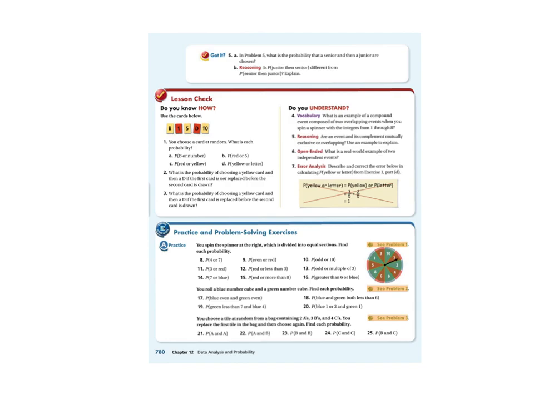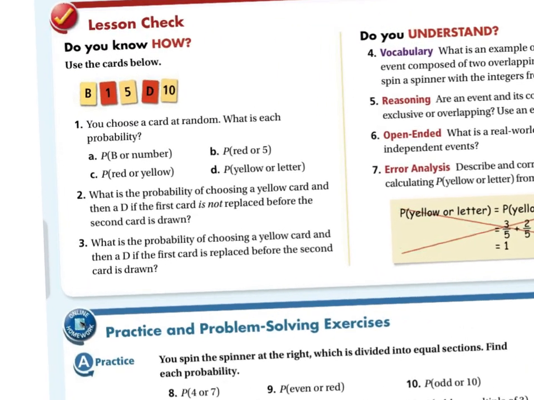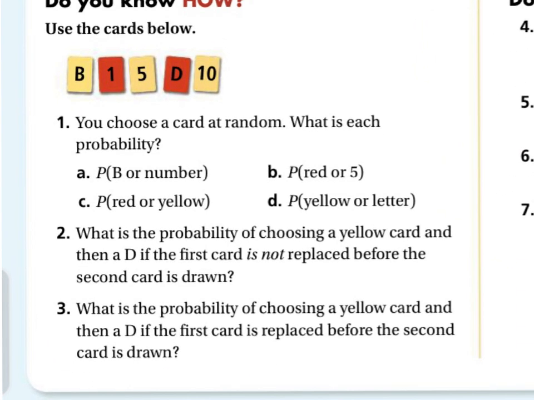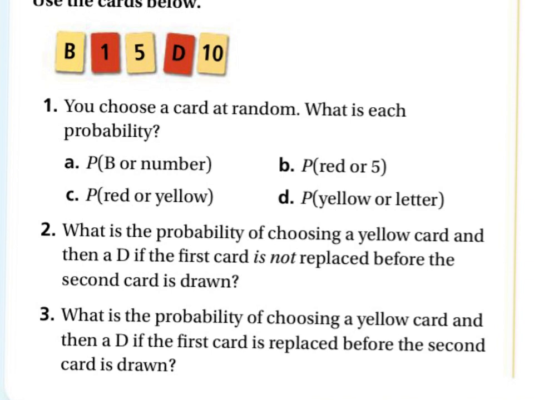So we'll look at a few problems on your lesson check. So starting with number 1, you choose a card at random. What's each probability? So for 1A, probability of a B or a number. So we don't care if it's a B or if it's a number, either one will work. So if you look, we've got a B, we've got a 1, we've got a 5, and we've got a 10. So B, 1, 5, 10. That's 4 options out of 5 total. So 4/5 chance of that happening.